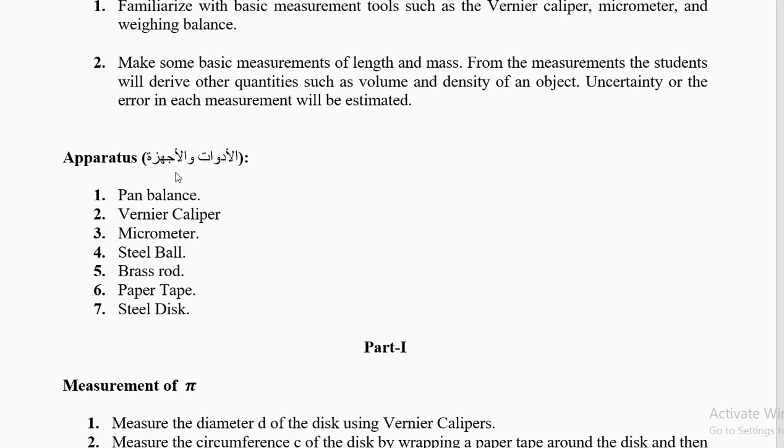What apparatus will you need? You'll need a pan balance to know the mass, vernier calipers, micrometer screw gauge, then a steel ball, one rod, one paper tape, and a steel disc.